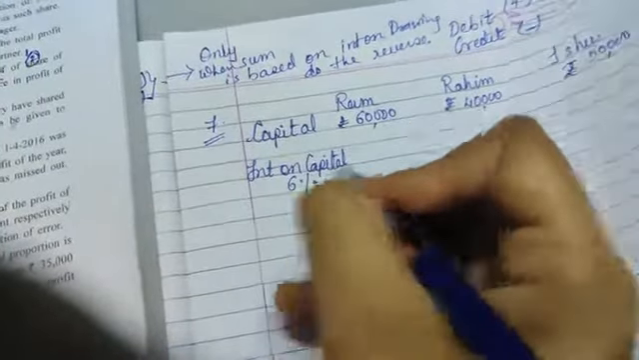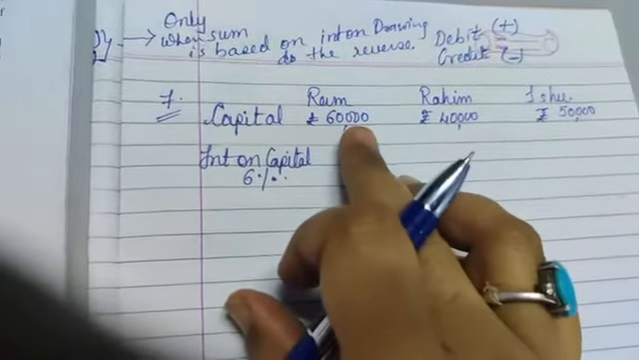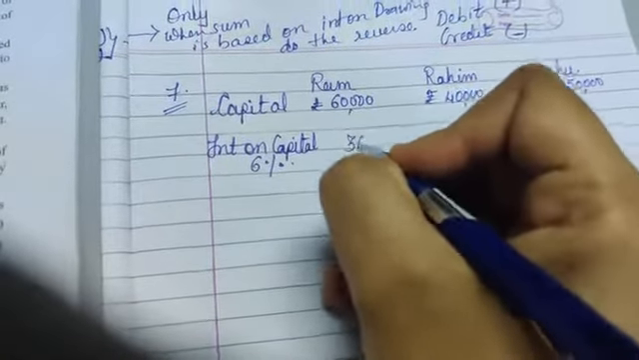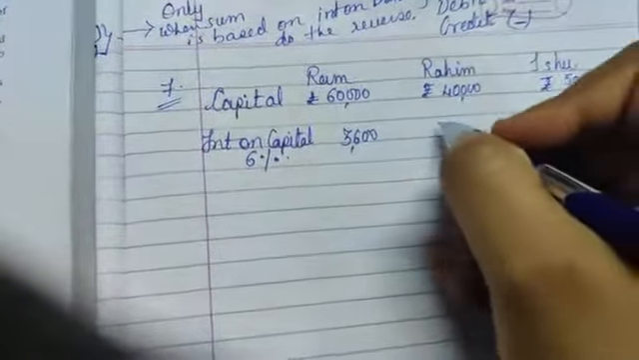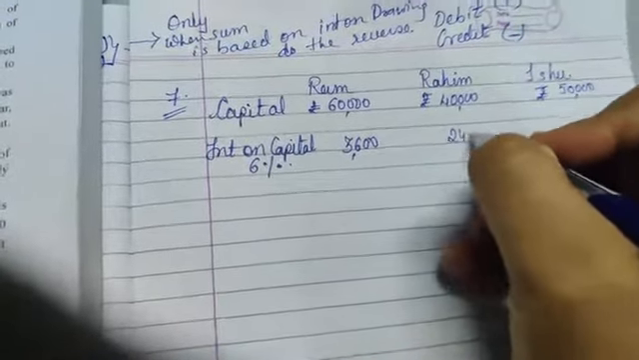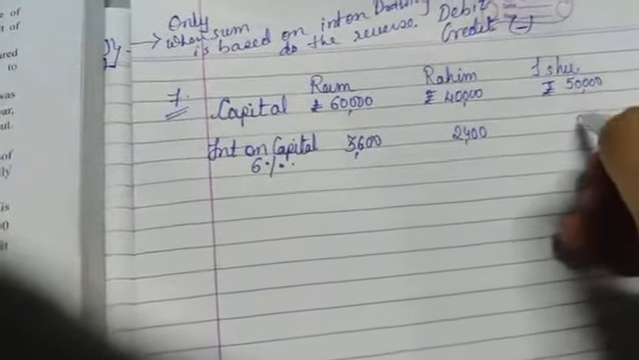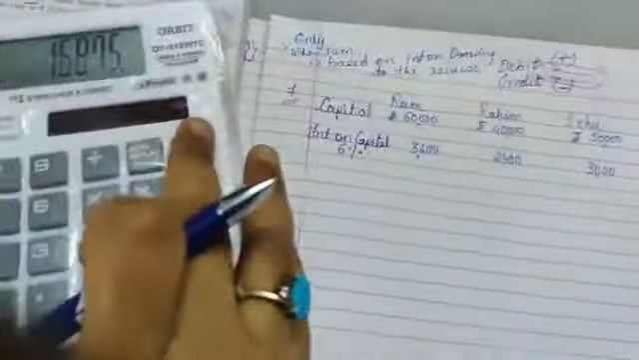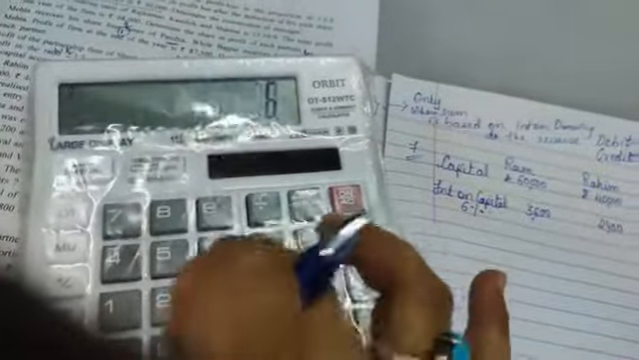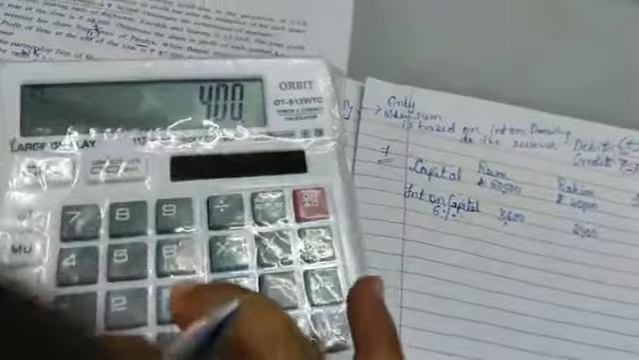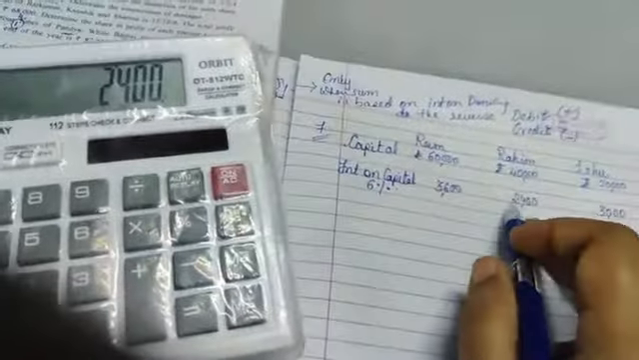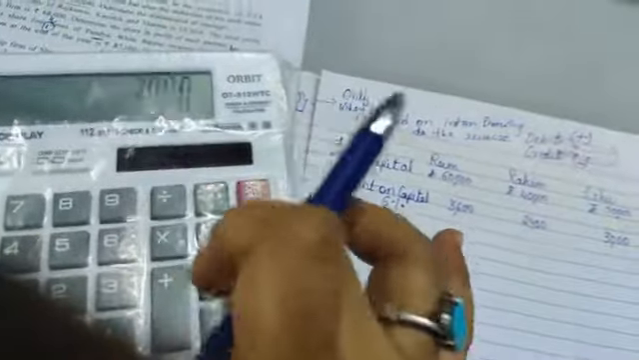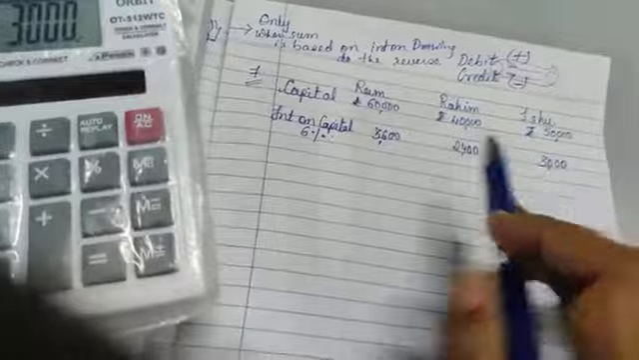So 6%. We will calculate 6% of 60,000, that is 60,000 into 6%. 6 6s are 36, so we get 3,600 rupees. For the next one, 4 6s are 24, so it will be 2,400 rupees. For the third partner, 6 5s are 30, so it is coming to 3,000. So when you calculate 60,000 into 6%, 3,600, then 40,000 into 6%, you are getting 2,400, and then 50,000 into 6%, it is 3,000. So this we have done.